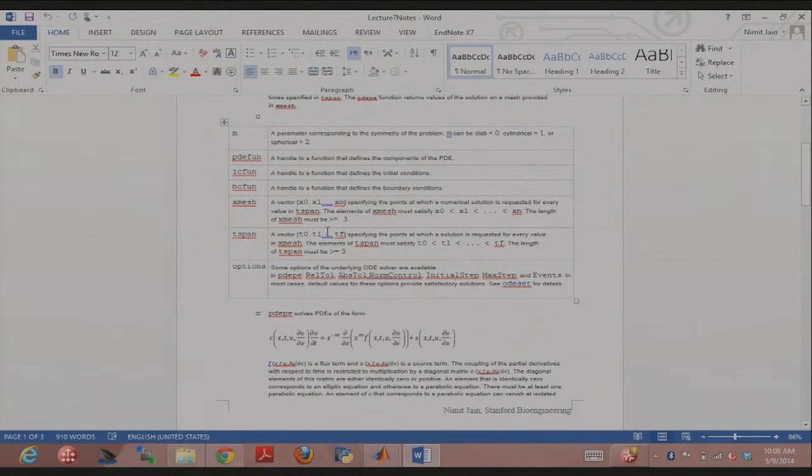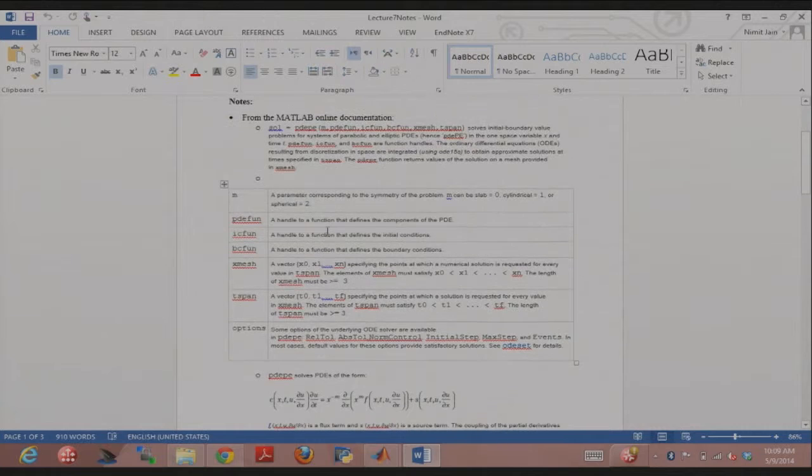Okay, so let's talk about the parameter M a little bit, which is the first argument in PDE-PE. There are three geometries that you can use for partial differential equations in PDE-PE. One is slab, so that's just linear, right? So you just think of the diffusion equation. You're seeing the diffusion of a molecule linearly on one axis.